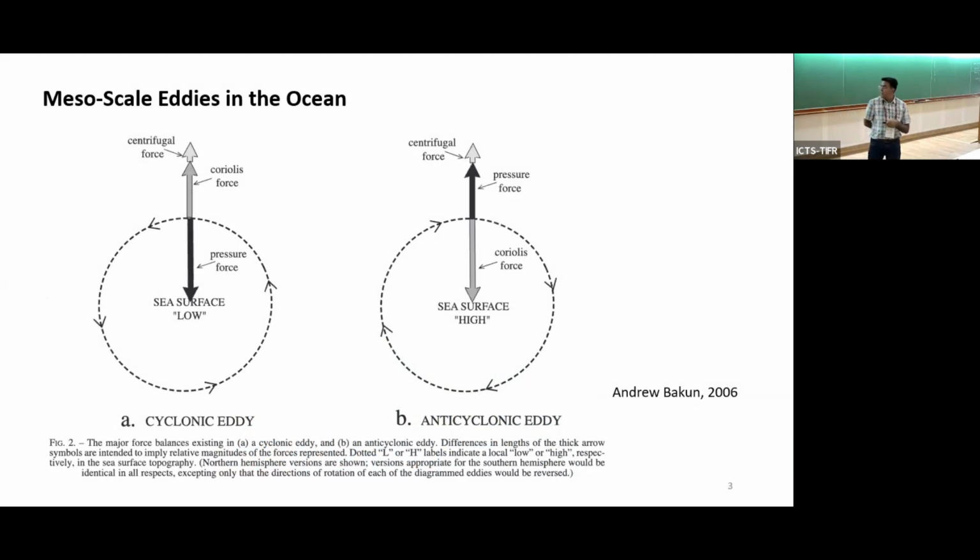This is a schematic that shows the sense of rotation of mesoscale eddies. This is the cyclonic eddy, which is anti-clockwise in the northern hemisphere. Similarly, we have the anticyclonic eddy, which is clockwise in the northern hemisphere. In the southern hemisphere they are in the opposite sense of rotation, which means the cyclonic eddy will rotate clockwise and the anticyclonic eddy will rotate anti-clockwise.